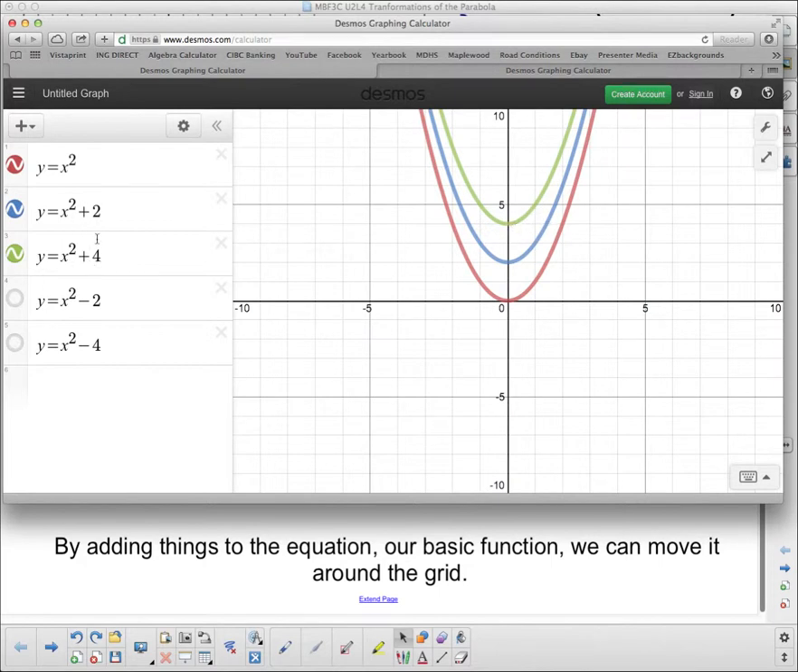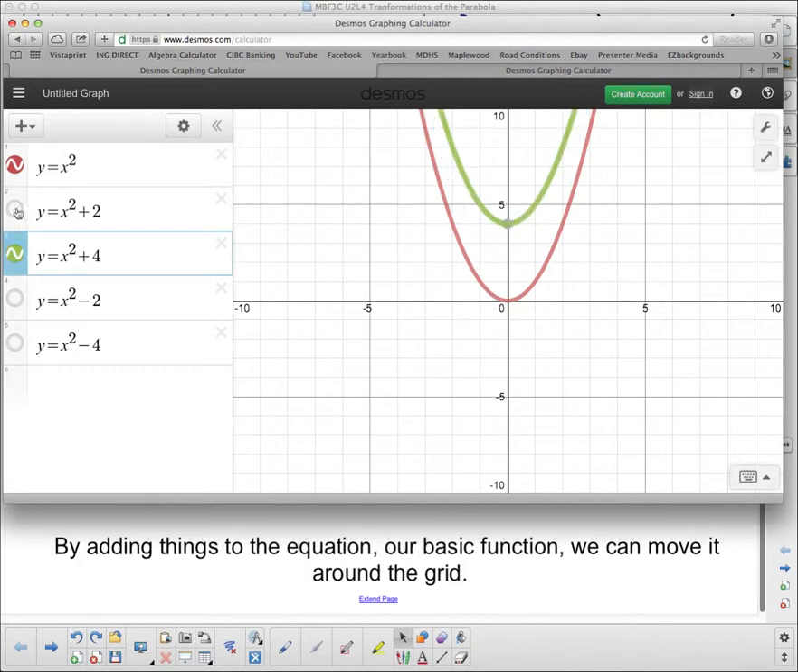So if we tack a number onto the end, it can move it up. What about if it's a negative number? What do you think? Can't hear you. Little louder now. You think it's going to move it down? That might be a good guess. Let's turn it on and see if you are right. This will go down 2 spaces. So here's our red. Our red one was our starting point. That's a very basic one.